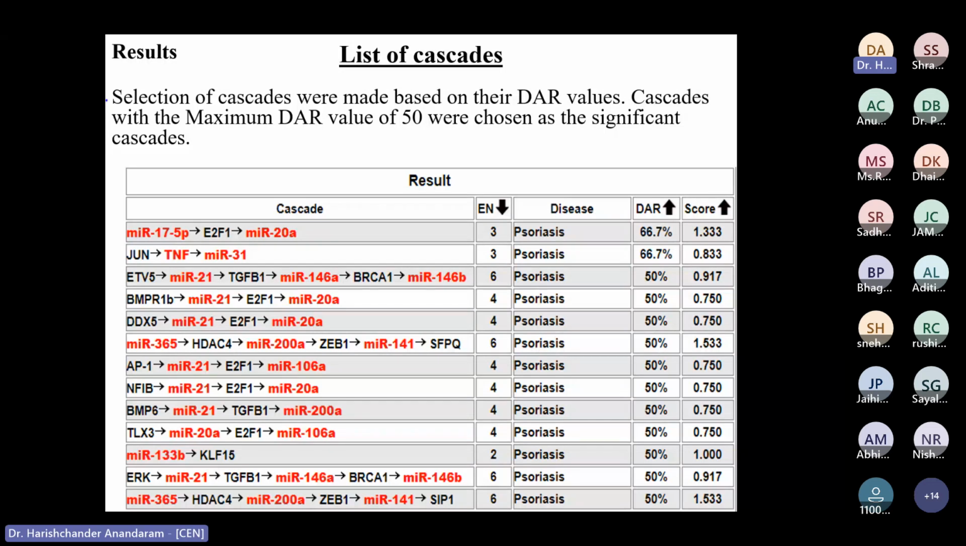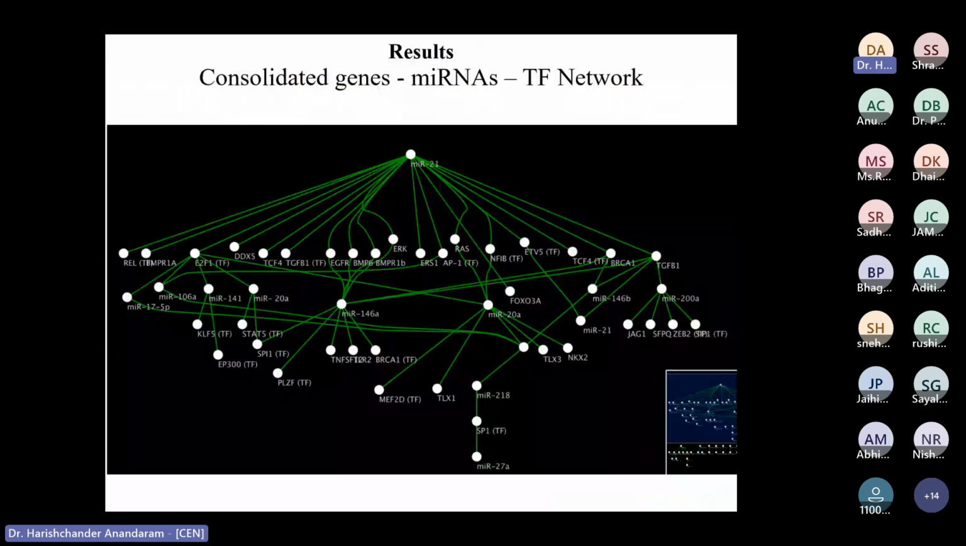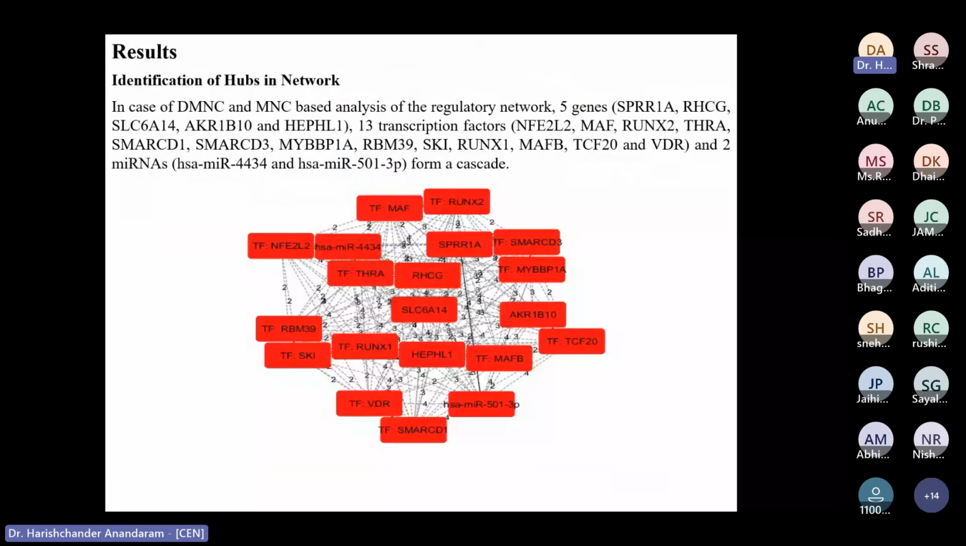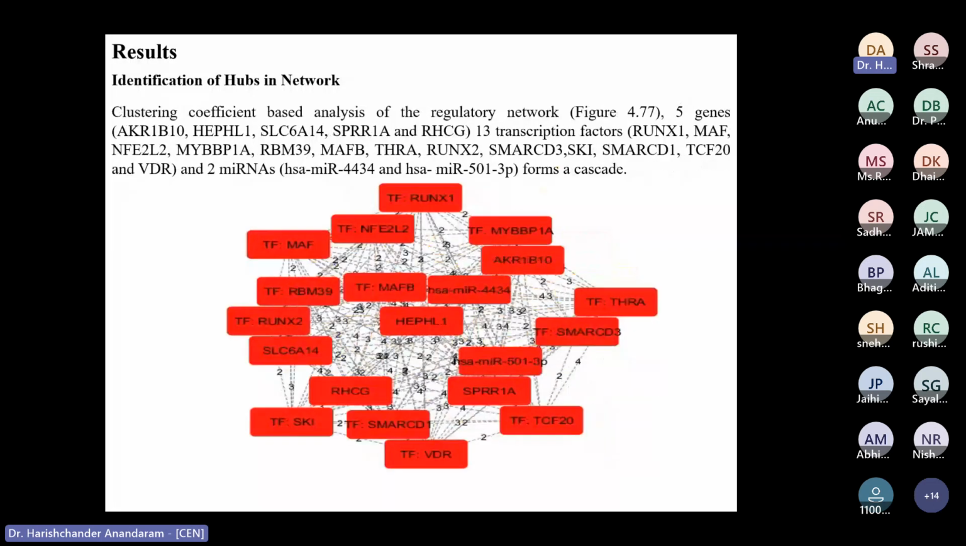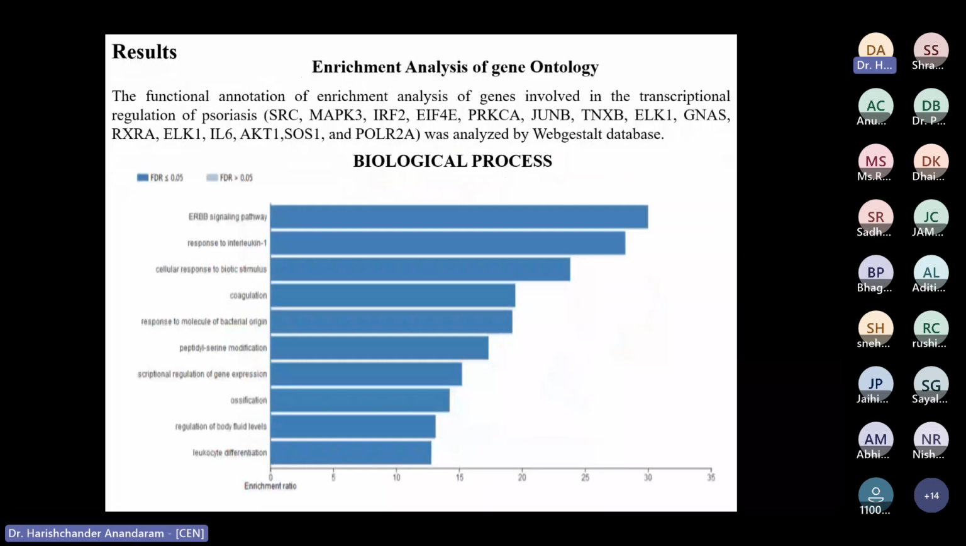So the ones which have more disease-related associations were taken, and then the final pathway reconstructed network was formed. And we have identified the hubs within the final reconstructed network for the unique mRNA of our study, and then we reconstructed the final network.